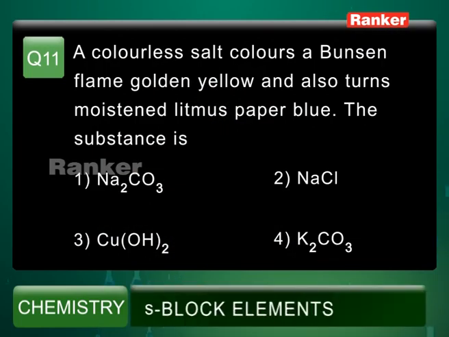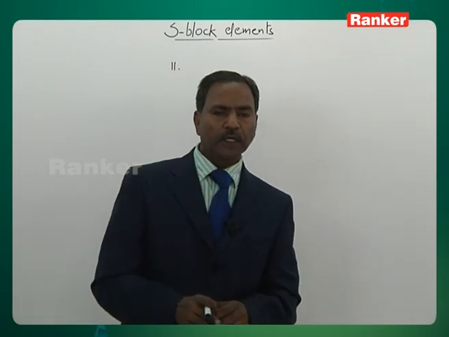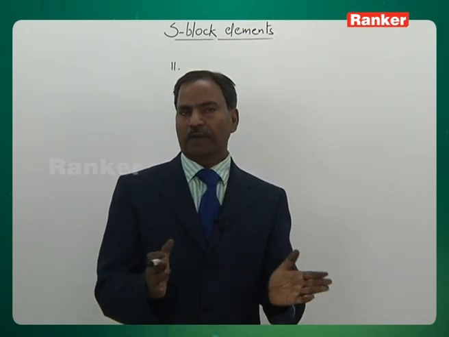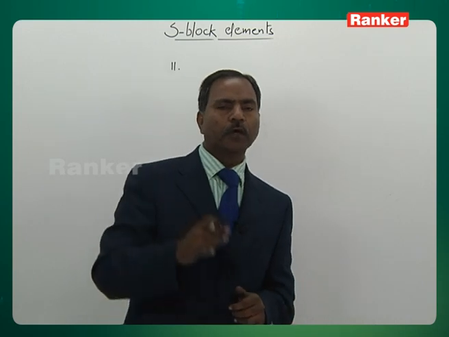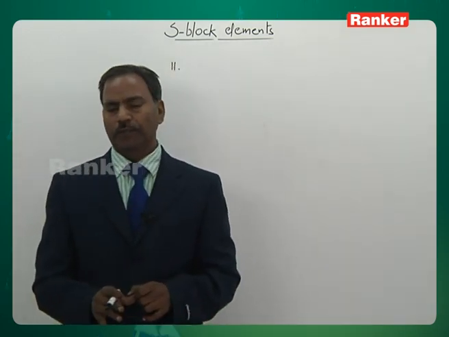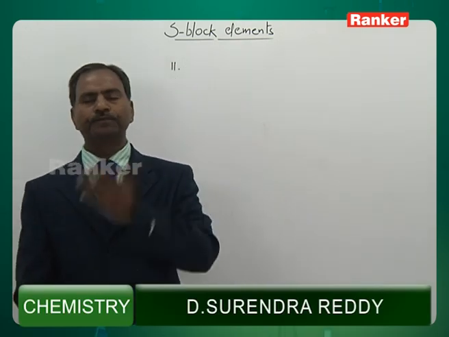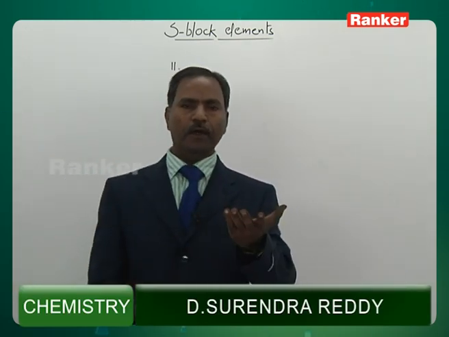The options given are: first, Na2CO3; second, NaCl; third, copper hydroxide, cupric hydroxide; and fourth, K2CO3. Coming to option number 3, copper won't give any flame test like golden yellow. Coming to option 4, K2CO3, potassium is not giving this golden yellow color in the flame test. It gives only violet color or lilac color.